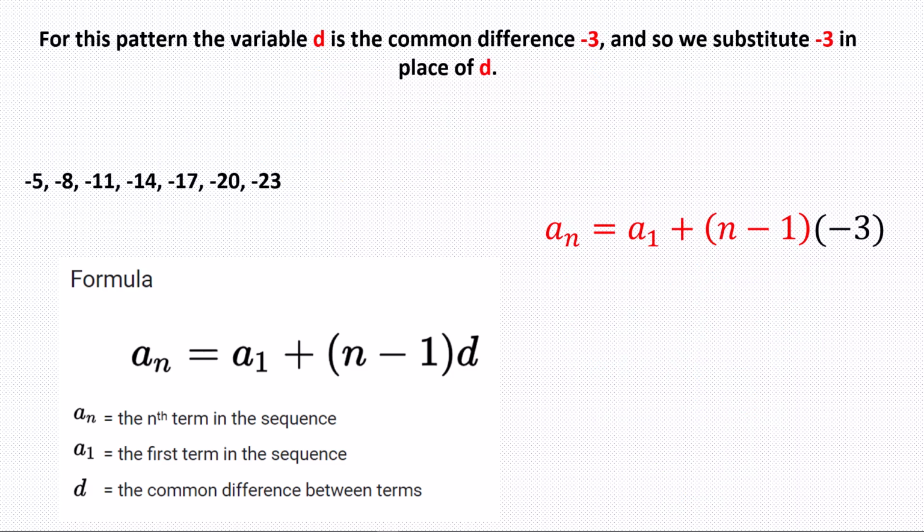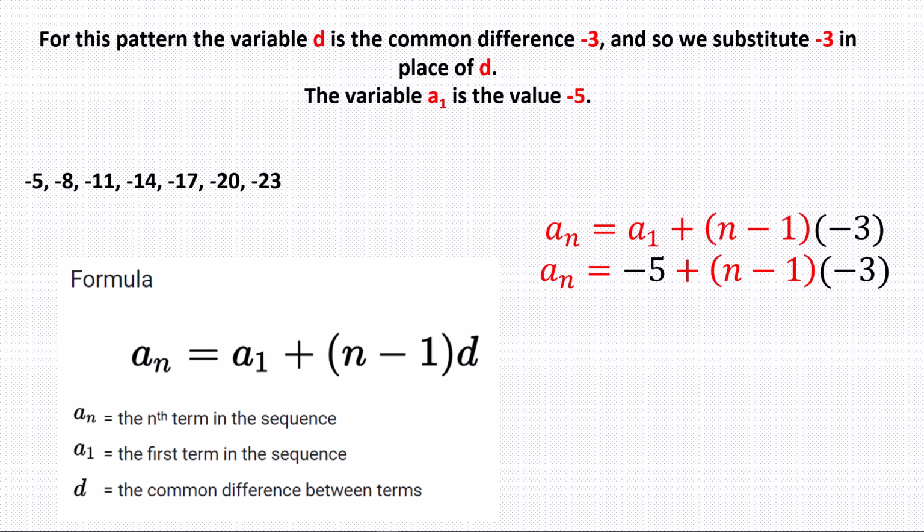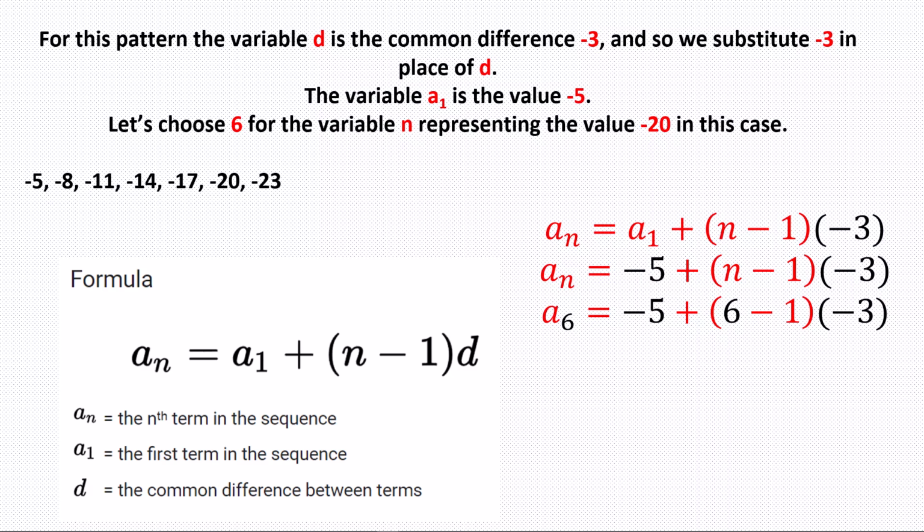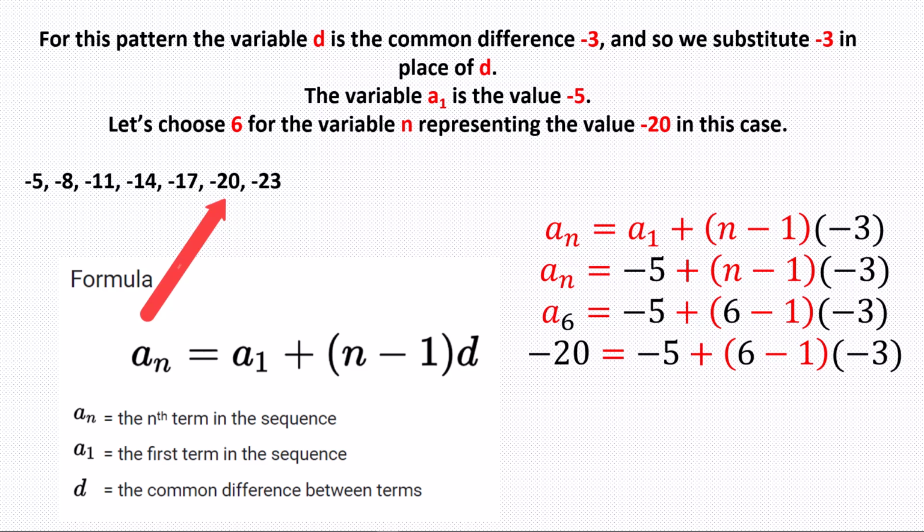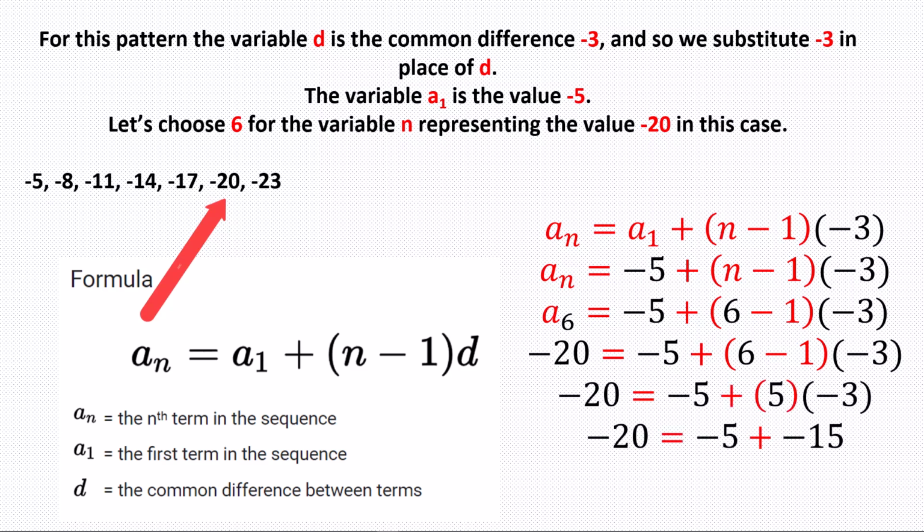For this pattern, the variable d is the common difference -3, and so we substitute -3 in place of d. The variable a sub 1 is the value -5. Let's choose 6 for the variable n representing the value -20 in this case. A sub n equals a sub 1 plus n minus 1 times -3, the common difference. Then we replace a sub 1 with -5 as the first term. N is now 6. We work out the right side, and we get 6 minus 1 is 5. 5 times -3 is -15. And then -5 plus -15 is -20. And again, the formula works out.